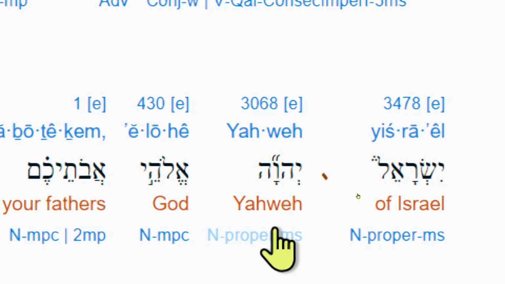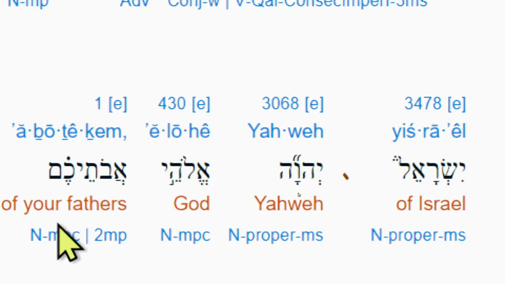But look what's under the vav. It is a kamatz. And what sound does a kamatz make? Ah sound. So it's not Yahweh. If it was Yahweh, that would be not a kamatz, but a tzere that is under the vav. That would be Yahweh, but the way it's written in the Hebrew is the original way that you were supposed to say it. It's Yahweh. Yahweh. I thought you guys would like that.